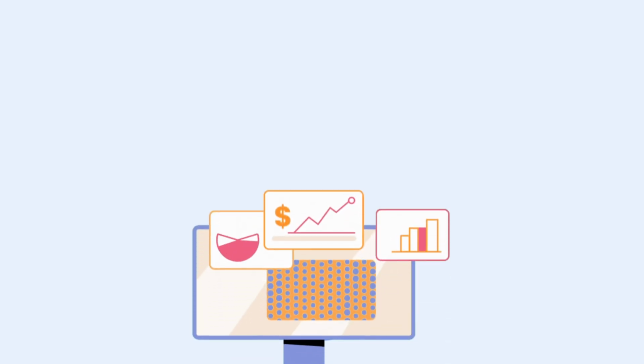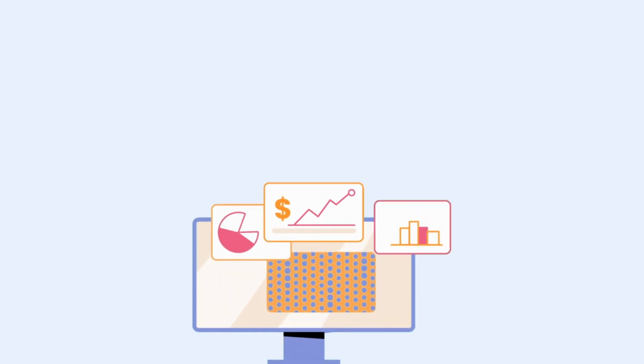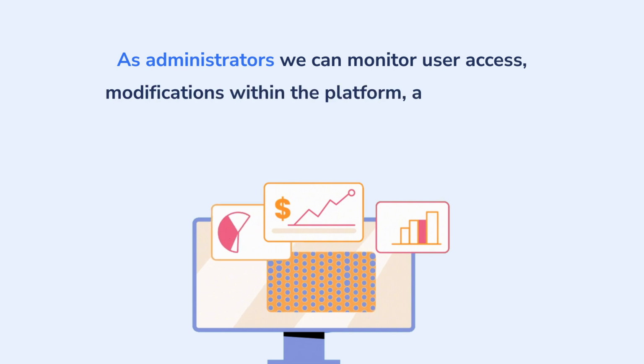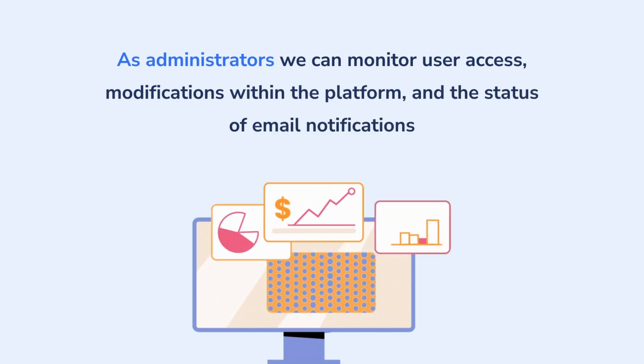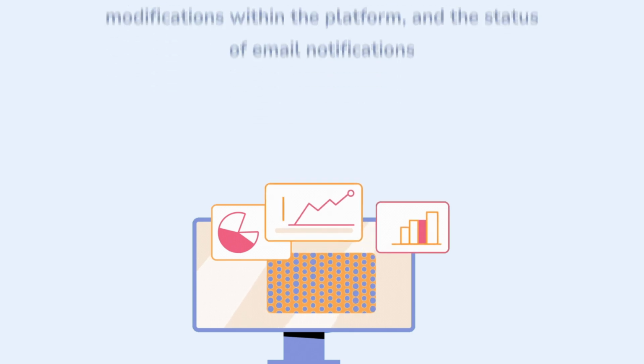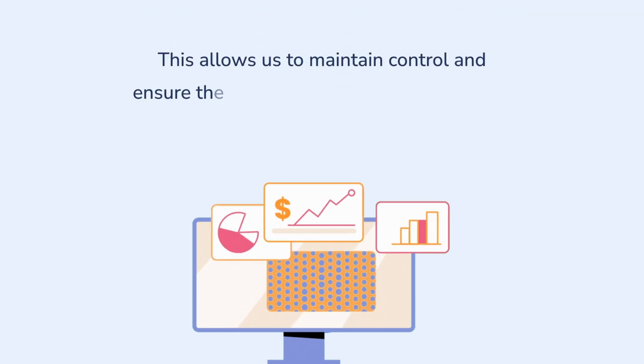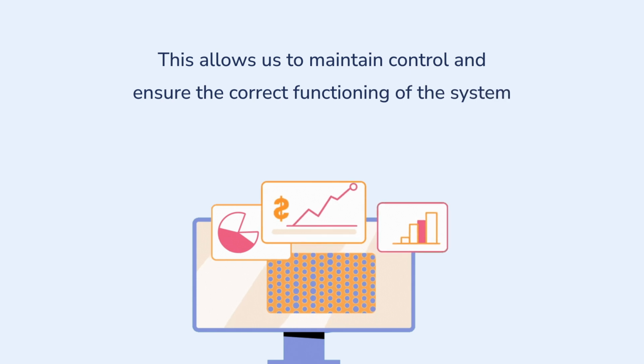Thanks to these tracking and audit tools in AUTOMY, as administrators we can monitor user access, modifications within the platform, and the status of email notifications. This allows us to maintain control and ensure the correct functioning of the system.